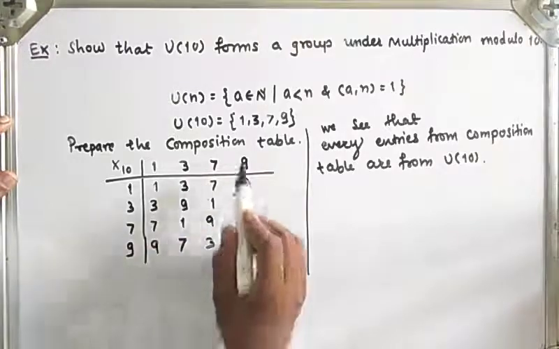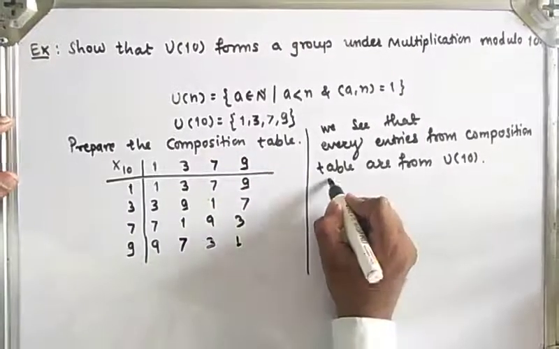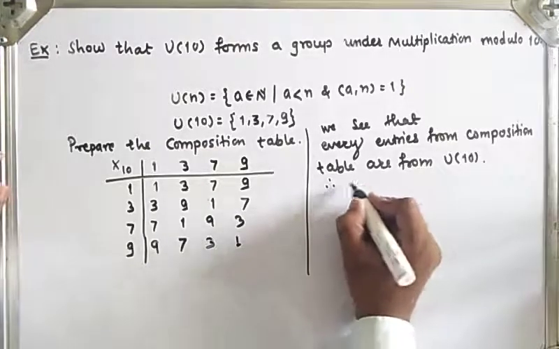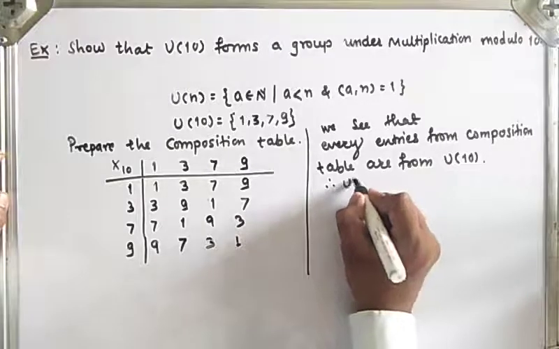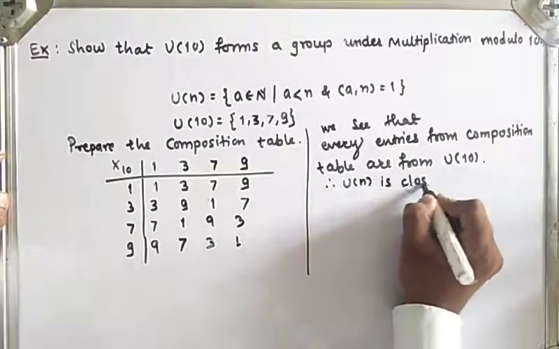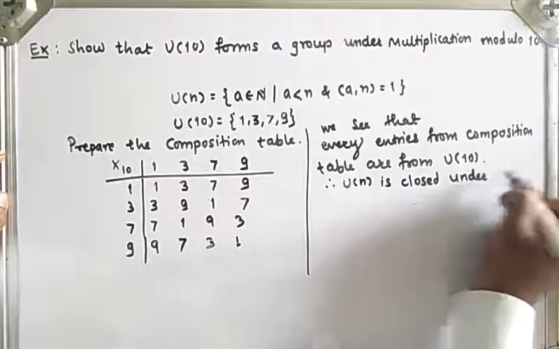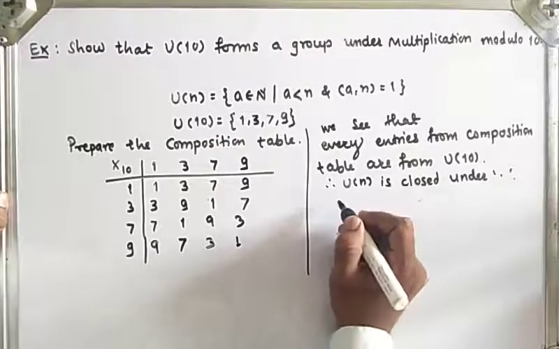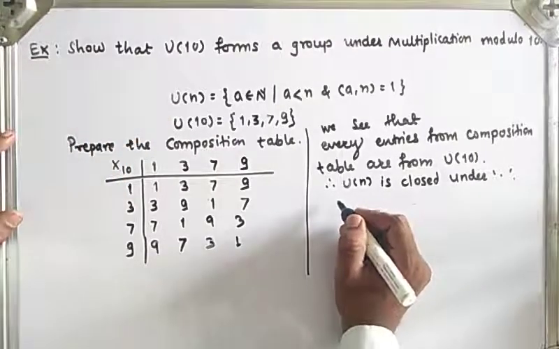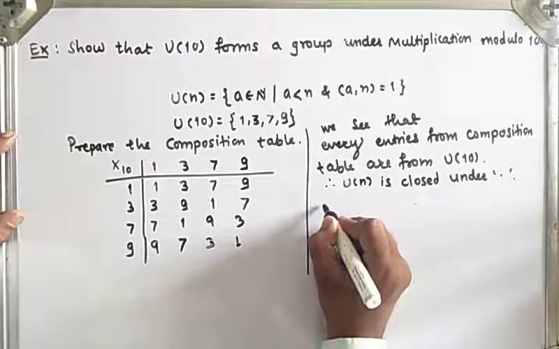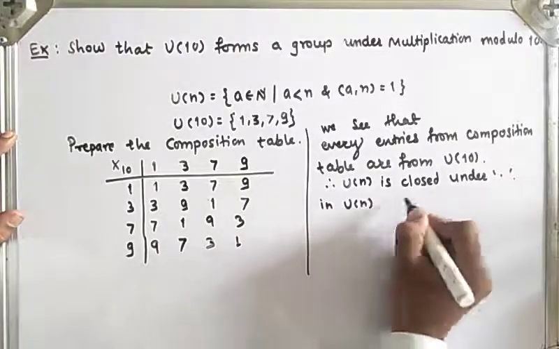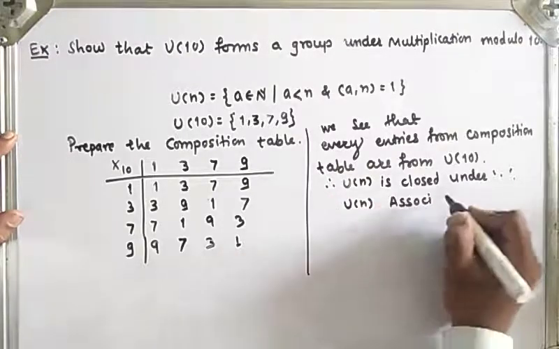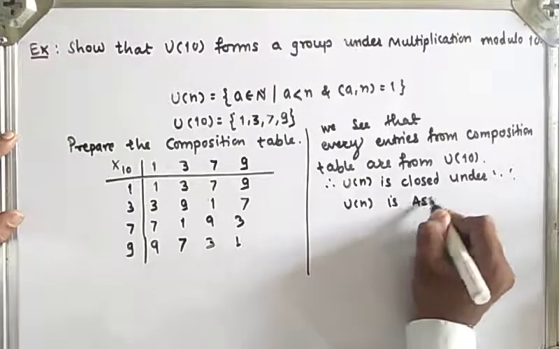So all the entries are from U of 10, meaning the multiplication under U of n is closed. Therefore U of n is closed under multiplication, right? Now second, associativity. Here in U of n, associativity always holds. So U of n is associative.